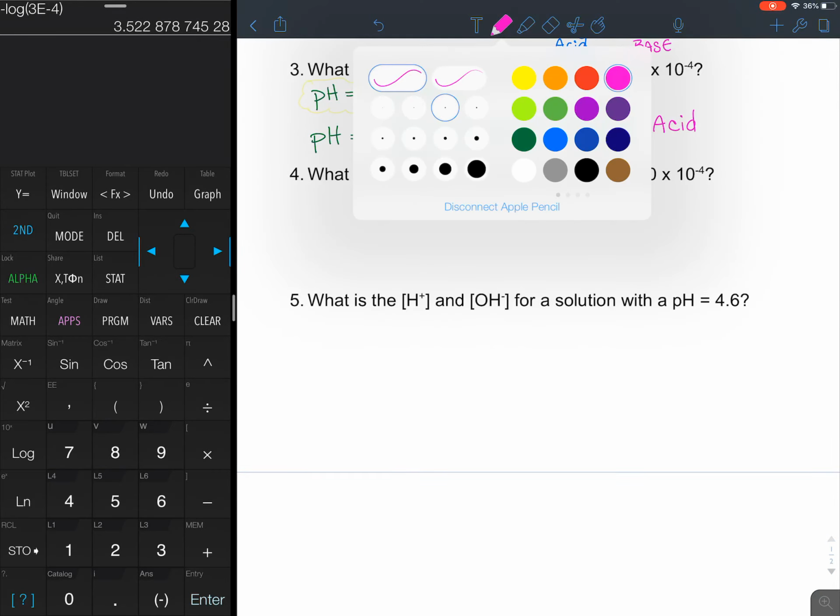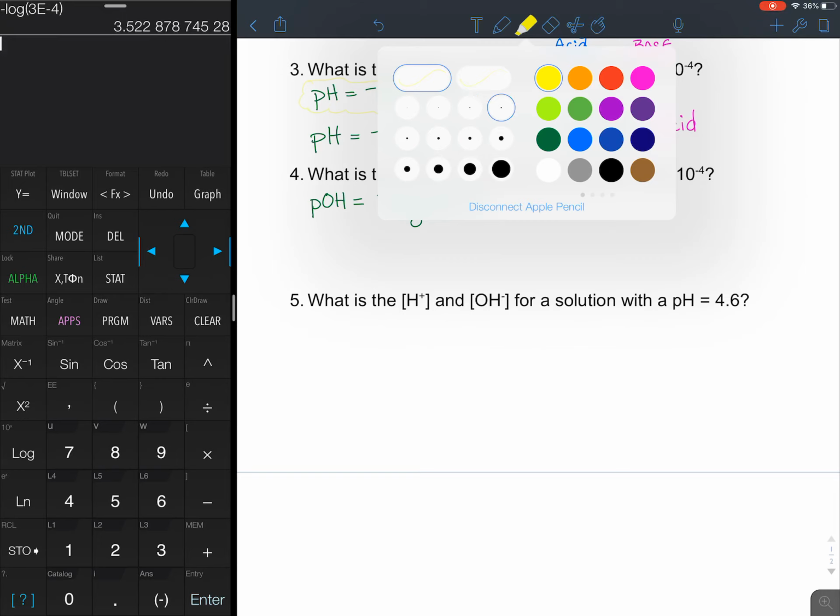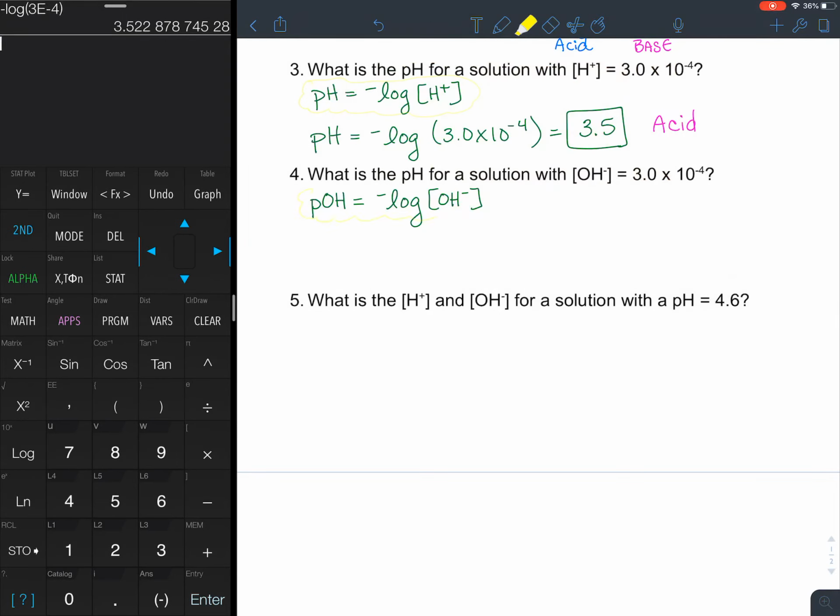Okay, on the next one, we see that it's asking us for pH when we know the concentration of hydroxide ions. And so we're going to use pOH is equal to the negative log of hydroxide ion concentration. So that is one of our equations. Go back up here, make that a little bit bigger this time. Okay, so this is an equation that we have.